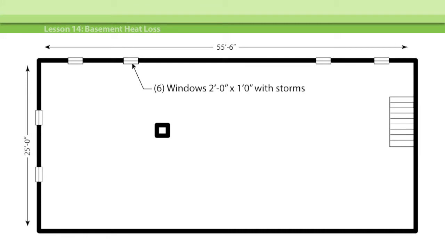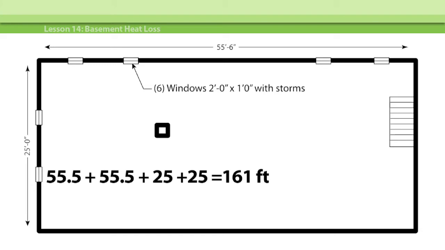We have 2 55.5 foot walls, and we have 2 25 foot walls. Add them together, you get a total of 161 feet worth of outside wall for the basement. Multiply 161 times the 1.5 foot height that's above grade, and you get a total exposed wall area of 241.5 square feet.